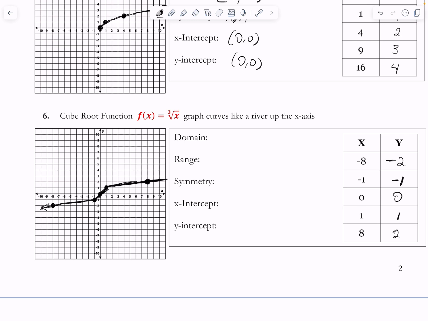All right, so there is the cube root function. The domain and the range is the same as the cubic function. It is all real numbers. In terms of symmetry, it has origin symmetry, right? Things are going to be a mirror across the origin. So this is an odd function, and the x-intercept and the y-intercept are still the origin.